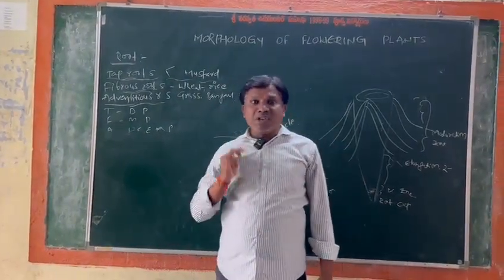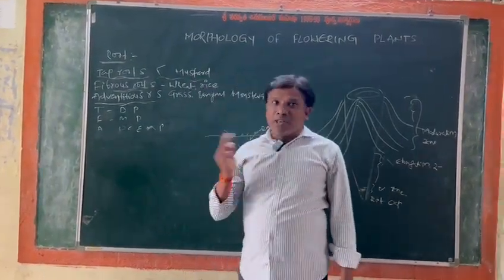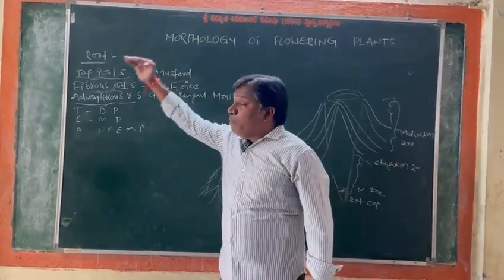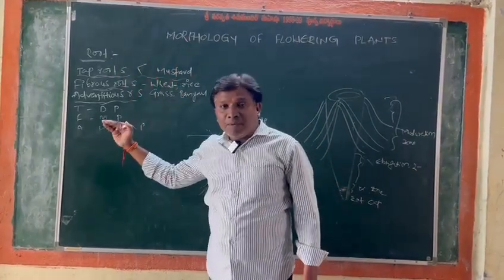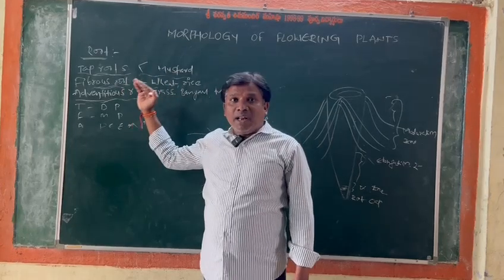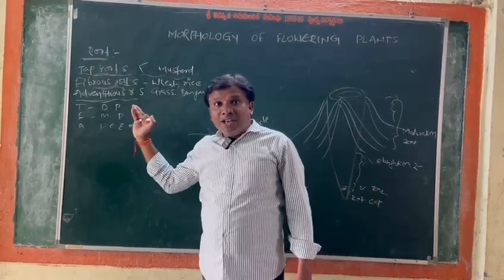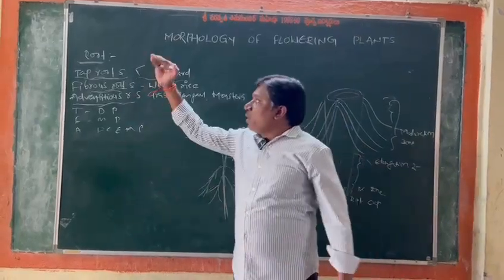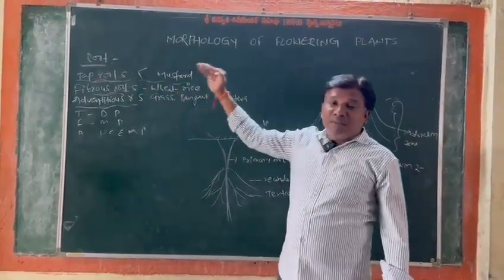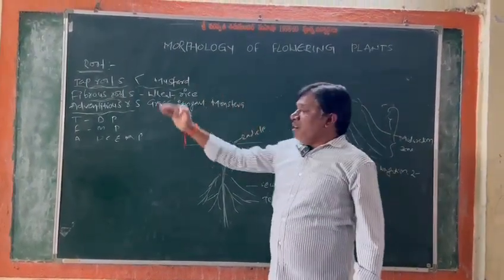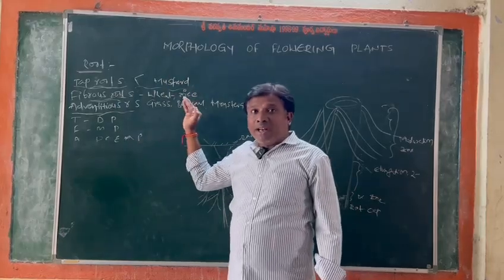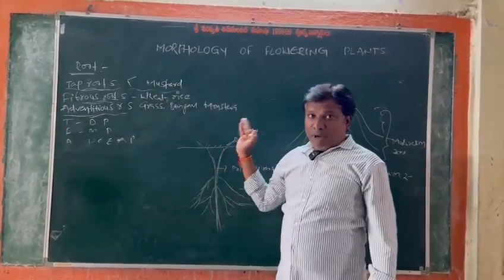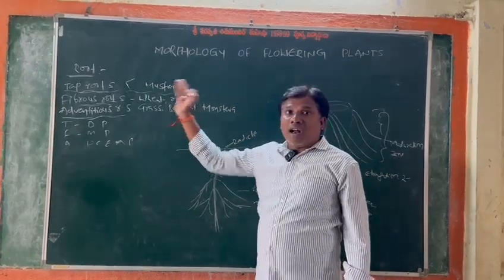So three types of root systems are available. The first one is the taproot system, the second is the fibrous root system, and the third is the adventitious root system. Taproots are commonly found in dicot plants, fibrous roots are commonly found in monocot plants, and adventitious roots occur in both dicot and monocot plants. Taproot system example: mustard. Fibrous roots, example: wheat and rice. Adventitious roots, examples: banyan tree, monstera, grass.